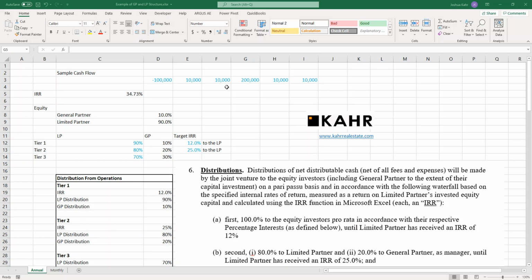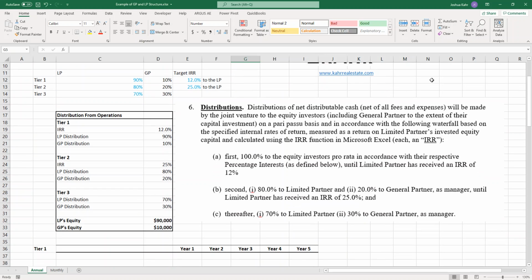So here goes. In this structure, here's the language, and this language was ripped and modified from an actual partnership agreement. It says, distributions of net cash flow, net of all fees and expenses, will be made by the JV to the equity investor, including GP, to the extent of their capital investment on a pari passu basis, blah, blah, blah. Now, let me just define a few things in here before we even get into the math.